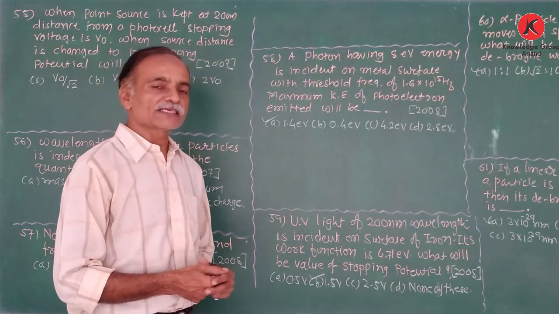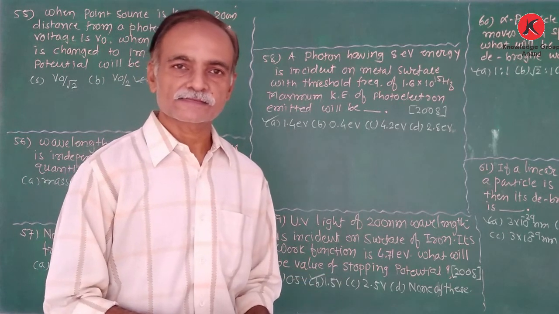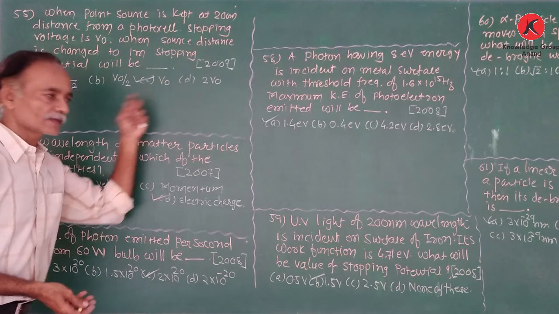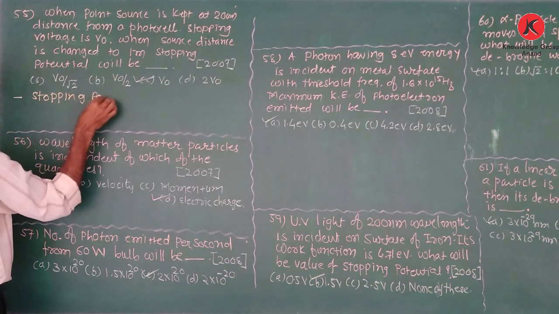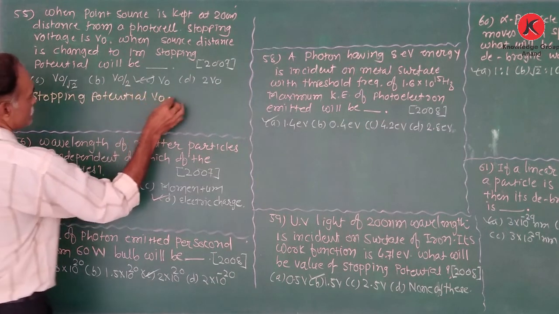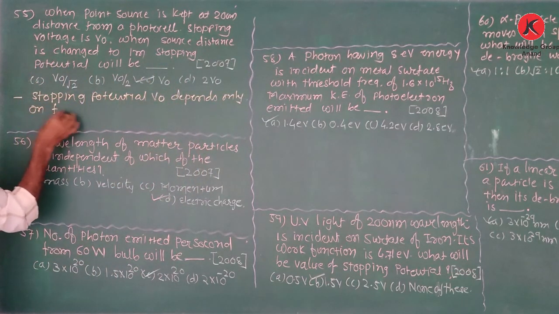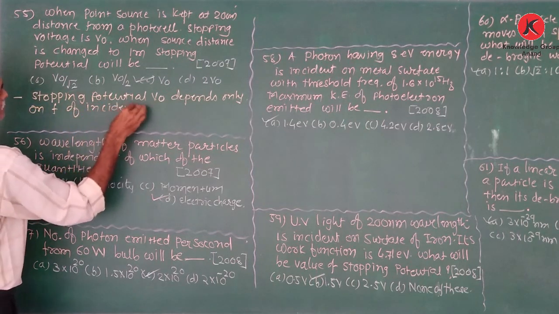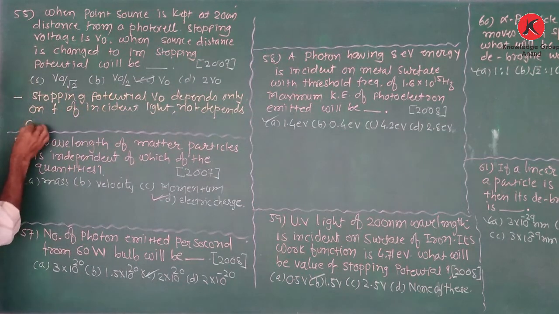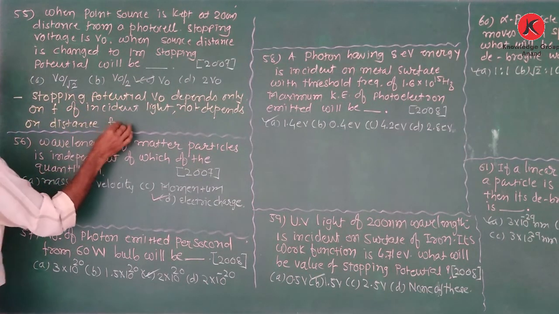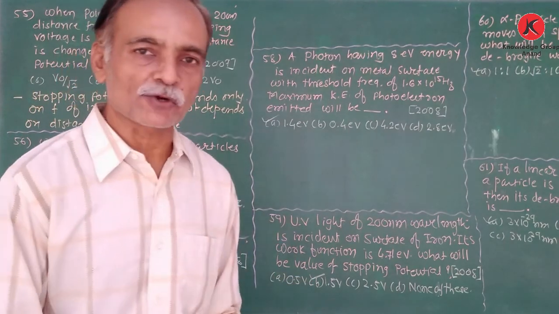Now listen, the stopping potential V0 depends only on the frequency of incident light, not on the distance. Right? Therefore the stopping potential remains the same. The reason is that the stopping potential V0 depends only on frequency of incident light, not on distance from source. Therefore, our answer is no change in stopping potential.